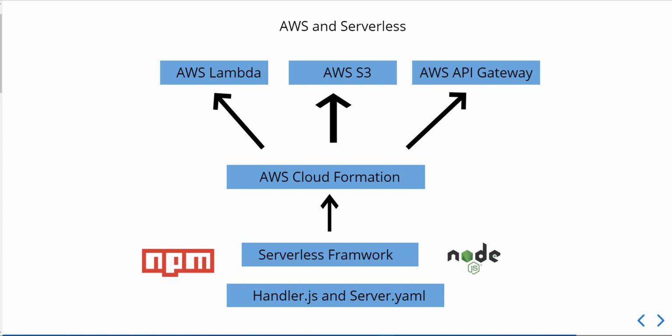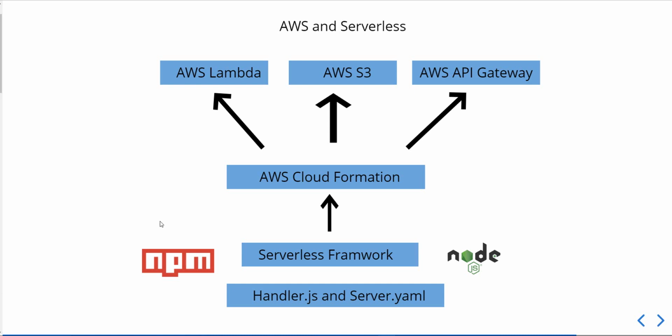So the Serverless Framework accomplishes all of this using two sets of files. One is a handler.js, which actually contains the function, the business logic that we're talking about. And the serverless.yaml contains the metadata for the infrastructure components like S3, API Gateway, and Lambda. It also defines the trigger events associated with the function. In our case, these are the HTTP requests.